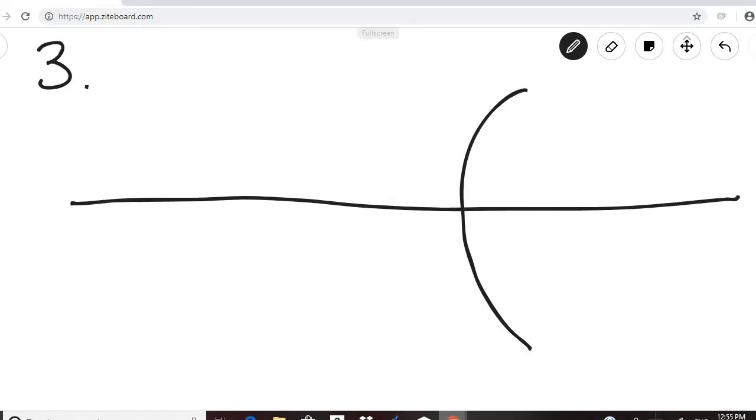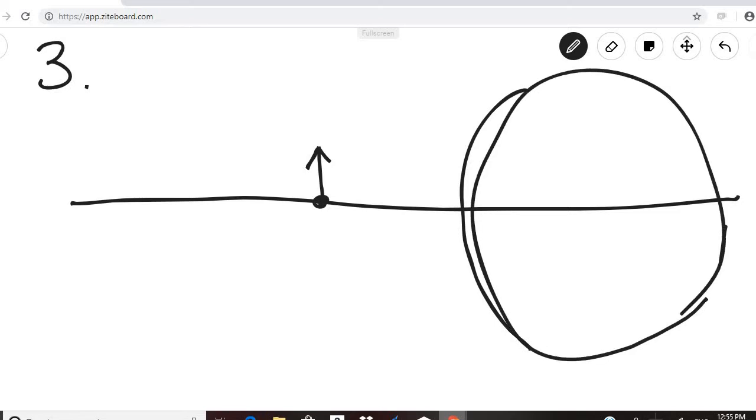Okay, number 3 states an object is placed 5 centimeters away from a convex spherical mirror. Okay, so now we've got a convex mirror, and the object is placed 5 centimeters away. So we'll just say this is the object here, and it says that the radius of curvature is 6. Okay, so remember this. So this would circle around like this, right? So the radius of curvature and the focal point are going to be on this side of the mirror.